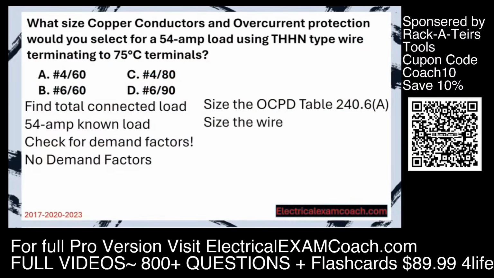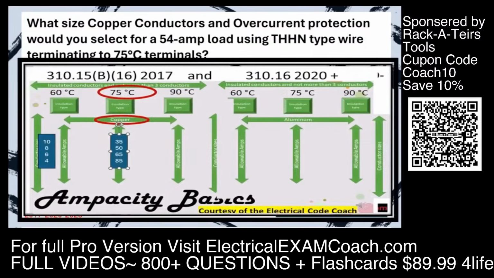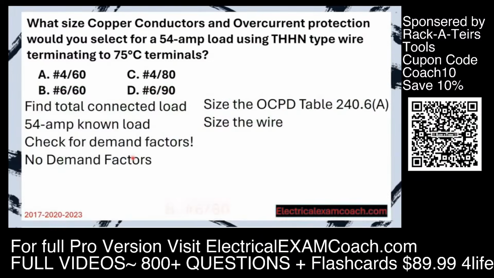Now, let's size the wire. For that, we're going to head to our primary ampacity table. We're going to start on the left-hand side and make sure that we're on the copper side because our question asks for copper. And we're in the 75° C column in this case. We're going to slide down and find a wire that covers the known load of 54 amps. And we're going to select a 6-gauge wire on a 60 amp overcurrent device.